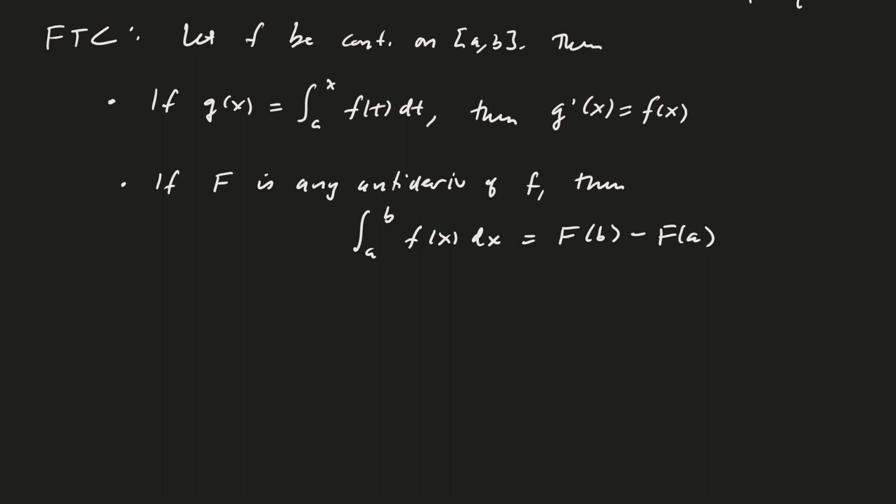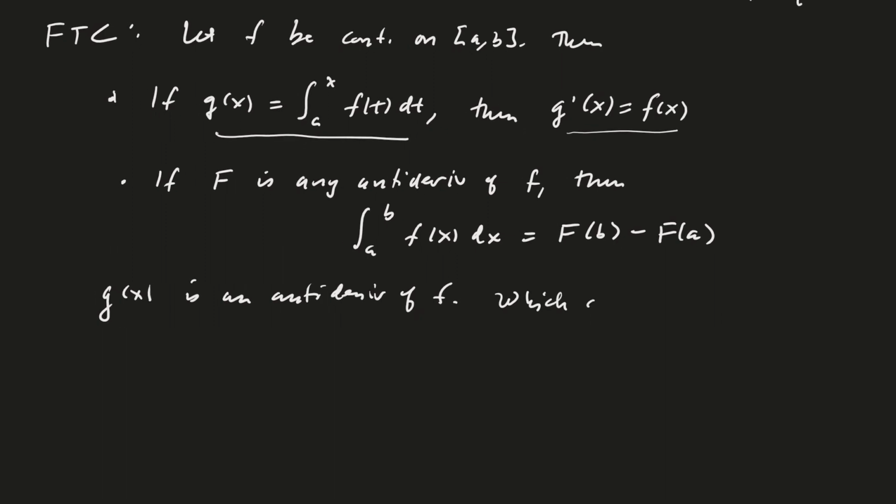Good. Now here's a quick question. In part 1 here, g of x is defined to be this integral such that g prime is equal to f of x. Well, that must mean that g of x is an antiderivative of f. Which antiderivative is it? Or is it a family of antiderivatives, or a possible family of antiderivatives? Is there an infinite number of g of x's that would work for this?